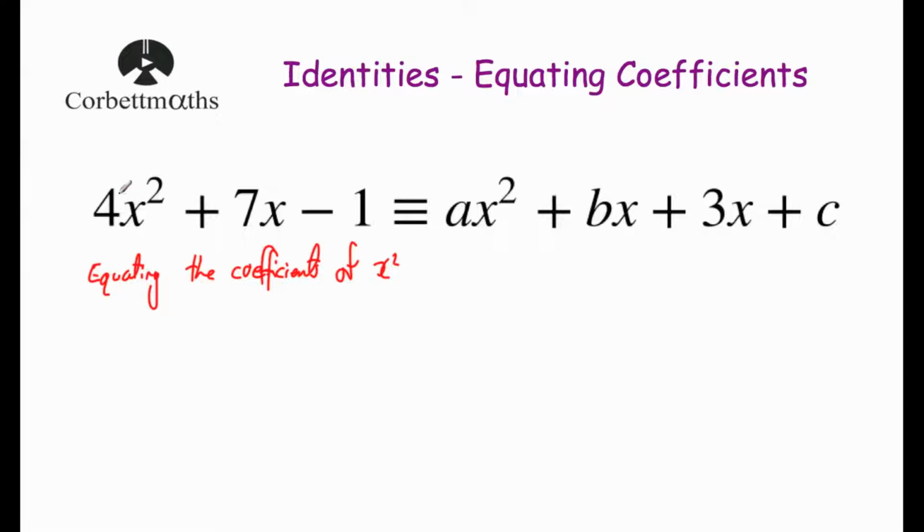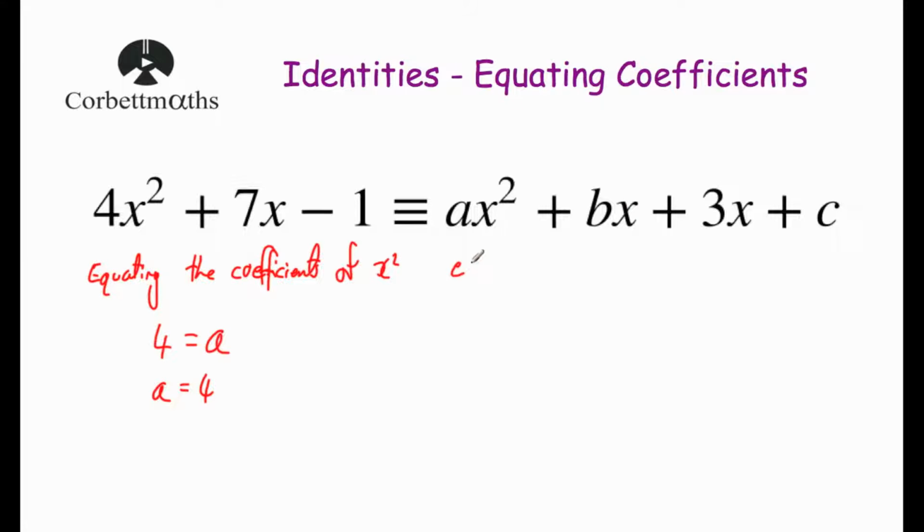So we've got here 4x squared and ax squared. There are x squared terms. No other terms have an x squared in it. So on the left hand side, the coefficient of x squared is 4, so we're going to write 4. Equating, so we're going to put equal to, and on the right hand side we've got ax squared, so the coefficient is a, 4 is equal to a, and that's it. So a equals 4.